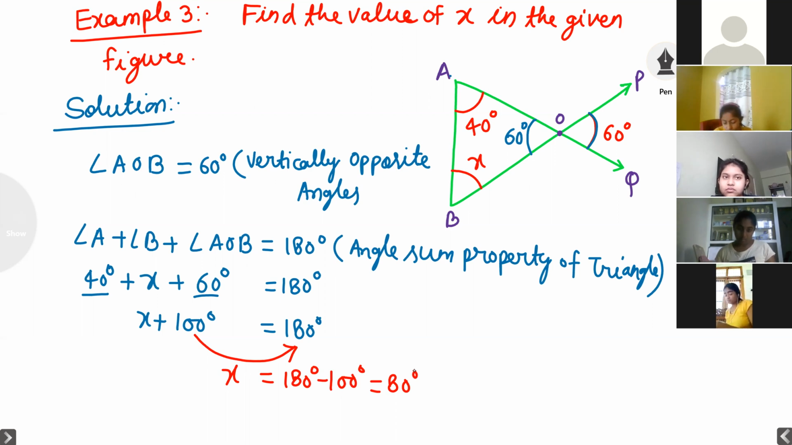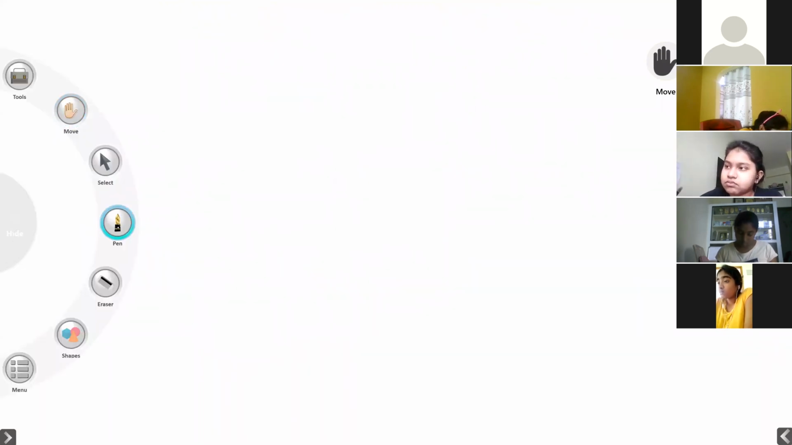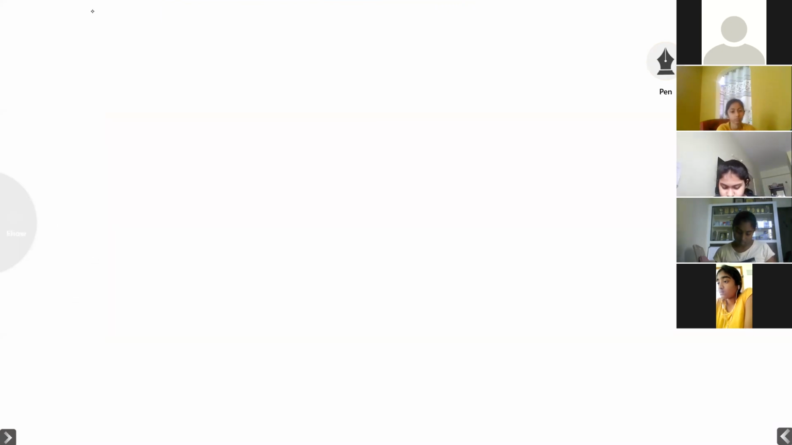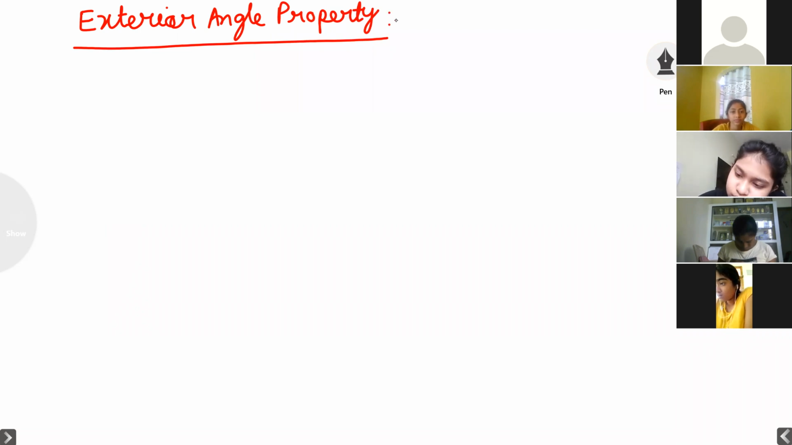Yes. Now keep heading: exterior angle property, a very famous property.